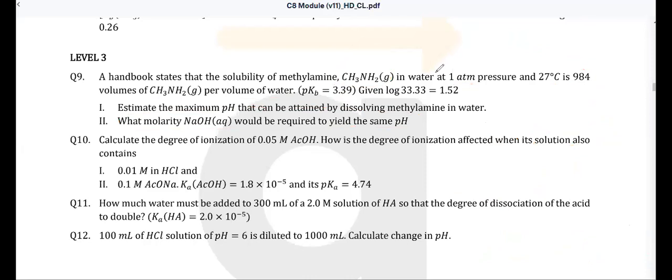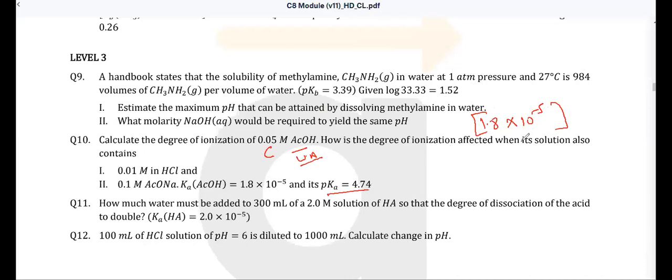Okay, so that is question number 9. Now question number 10, let's see step by step. These questions you should go at home and see once again. Calculate the degree of ionization of the weak acid, C is given, and Ka is known, which is 1.8 into 10 to the power minus 5.